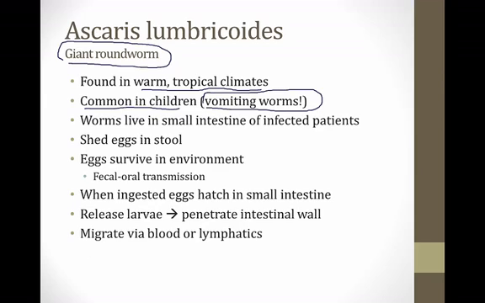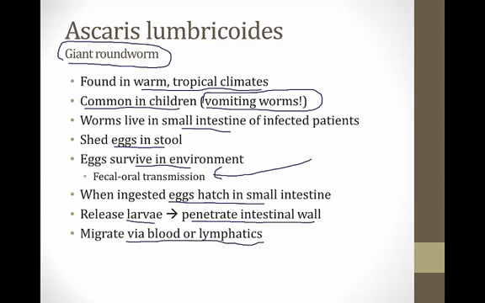It's nasty. These worms live in the small intestine of infected patients, and then they shed eggs in the stool. And the eggs go into the environment, and then other children touch them, and this results in fecal-oral transmission. That's why kids most commonly get this, because they tend to do the dirtiest things with their hands and put them in their mouth. When the eggs are ingested, they hatch in the small intestine, and then they release larvae which creep into the intestinal wall and penetrate it and then migrate via the blood or lymphatics. It is creepy to think about these things crawling inside someone's body.